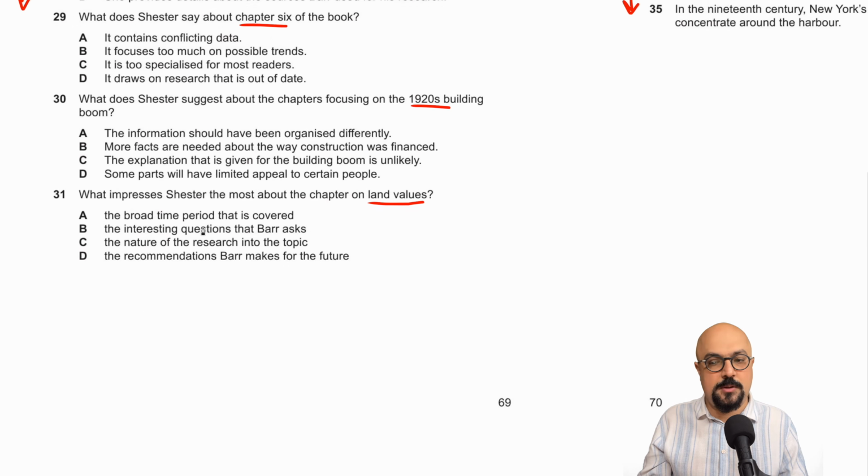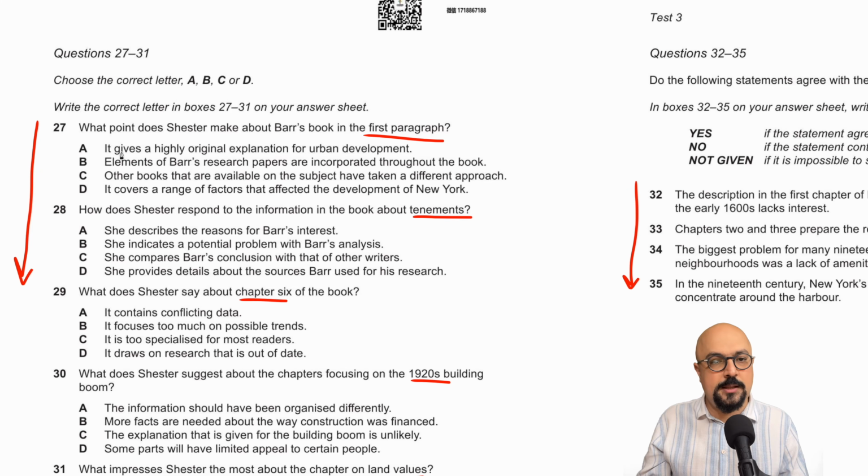So let's see what options we have. It gives a highly original explanation of urban development. I don't think it said so. Elements of Barr's research papers are incorporated throughout the book. No. It was not throughout. It was only in the last chapter. So this is wrong. So you can eliminate this option. Other books that are available on the subject have taken a different approach. What? No, it shouldn't say that. It covers a range of factors that affected the development of New York. That could be a possibility. It's either D or A.